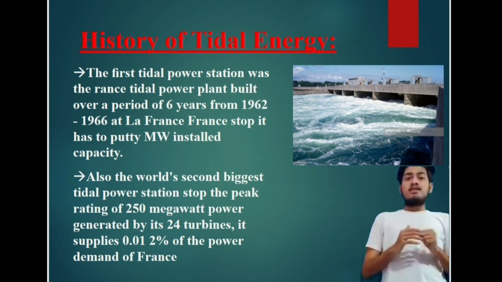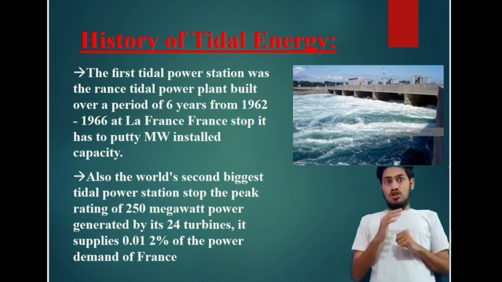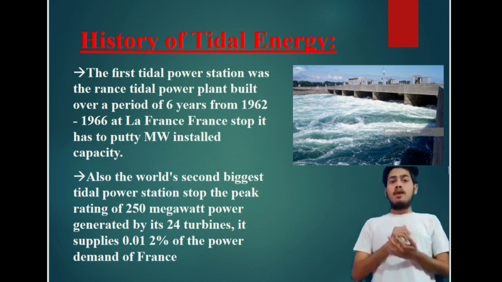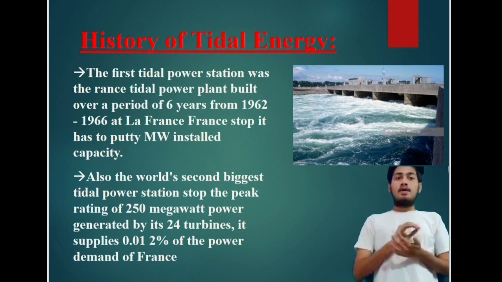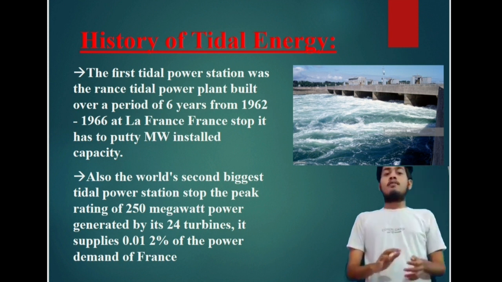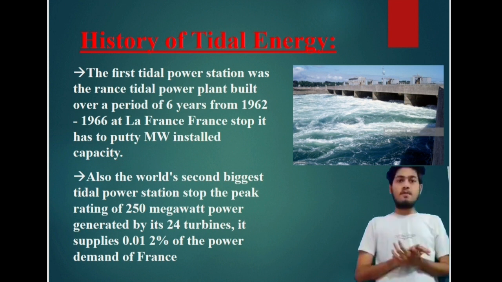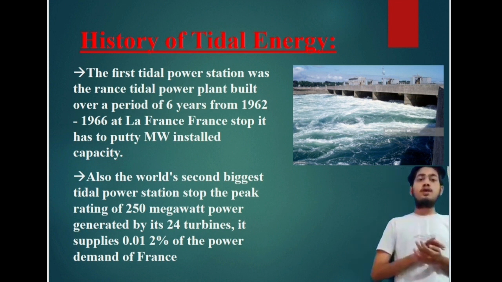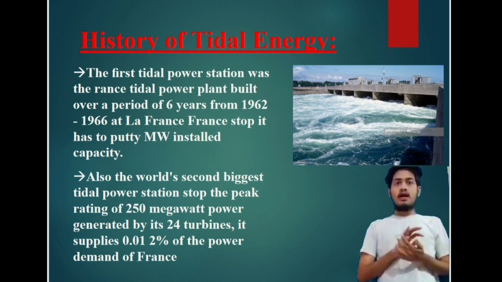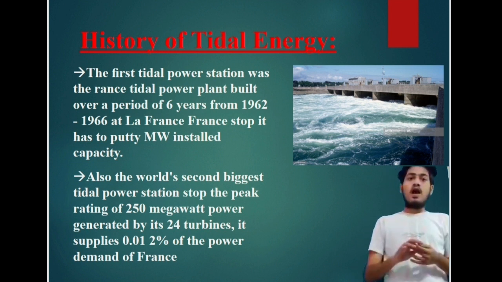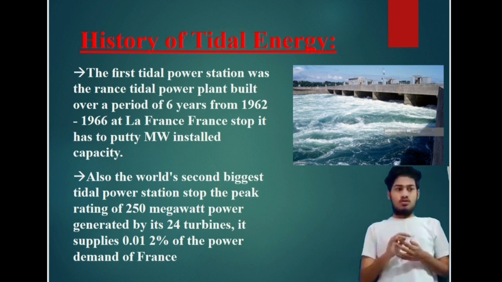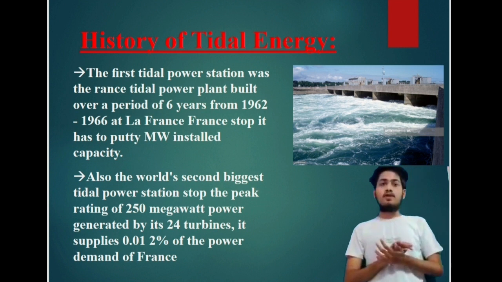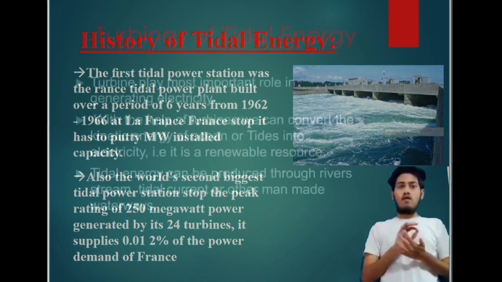It is named the Rance tidal power station. It generates 250 megawatts of power with 24 turbines, and it supplies 0.012% of the power demand of France. This tidal power station is built on the Rance River. It is 750 meters long and has 24 turbines in the power station. India's first tidal power station was built in Gujarat, in the Gulf of Kutch.